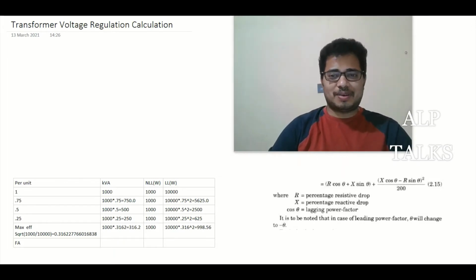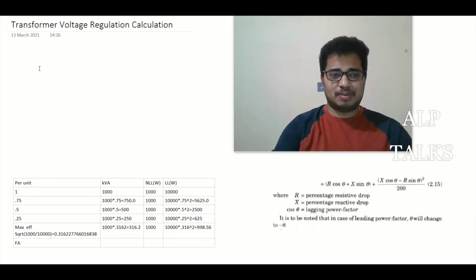Today we are going to discuss transformer voltage regulation calculation, generally how we will calculate it. In one of my last videos I discussed the importance of voltage regulation, how we will choose it, and some videos related to impedance. The link I will provide in the description. You can watch those videos so that you can get a better understanding. So here, how to calculate this voltage regulation.